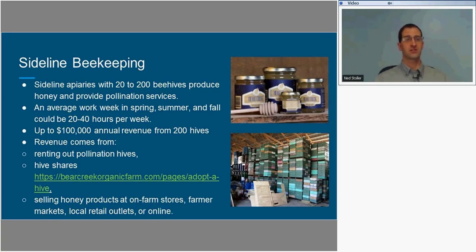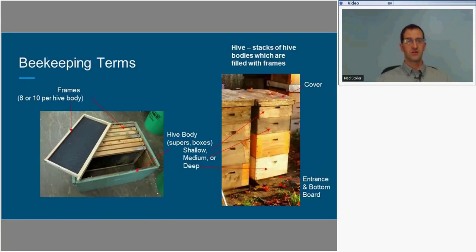Bear Creek Organic Farm actually sells hive shares. People can basically adopt a hive and keep track of what's going on with their beehive and get a percentage of the honey from it. And then the majority of the sideline beekeepers are going to be at the farmers markets, online stores, maybe some wholesale to local retail outlets, and online sales as well. So this is our target audience of people that we're going to be thinking about assistive technology for.